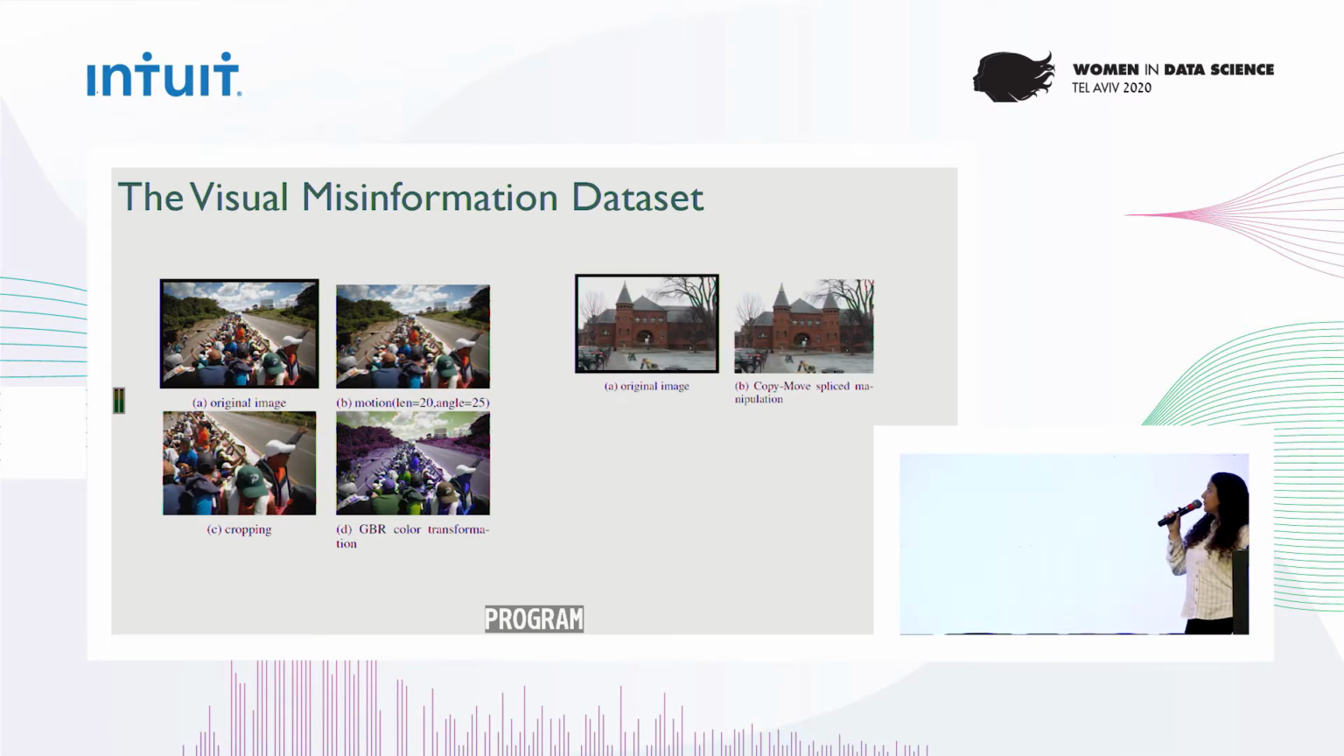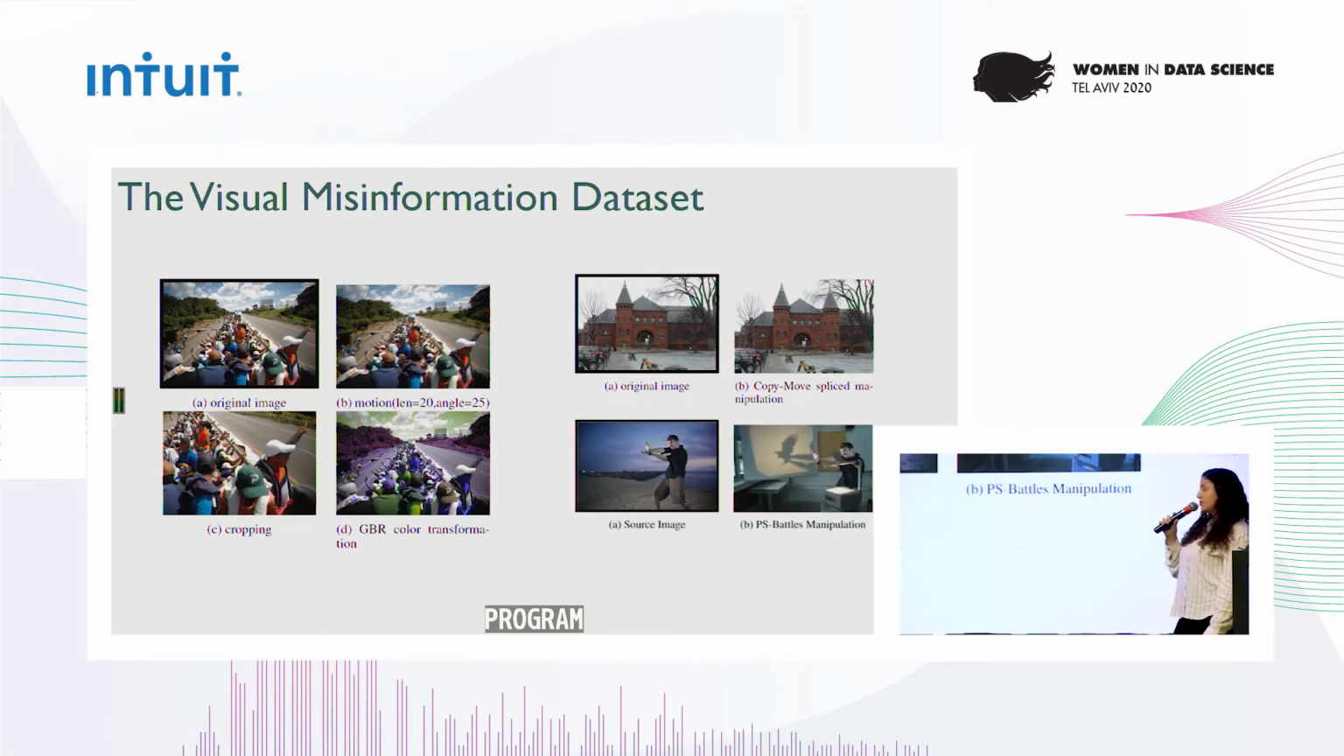This example is from the spliced images dataset. You can see the original image on the left, and on the right side, it's the manipulated version. You can see that the splicing was adding the second tower on the right side. The third example is from the Photoshop battles dataset. This dataset includes images from the Photoshop battles subreddit, where users generate and upload several manipulated versions of the source images in this subreddit.